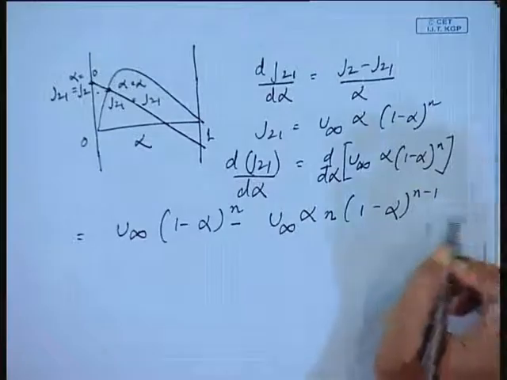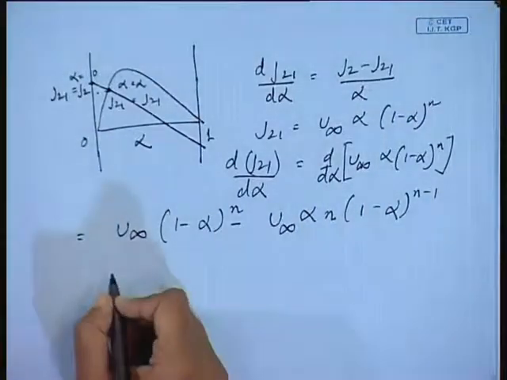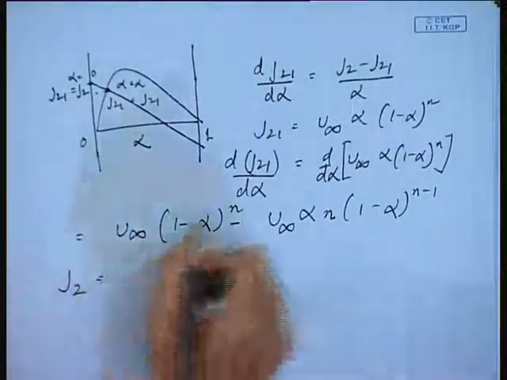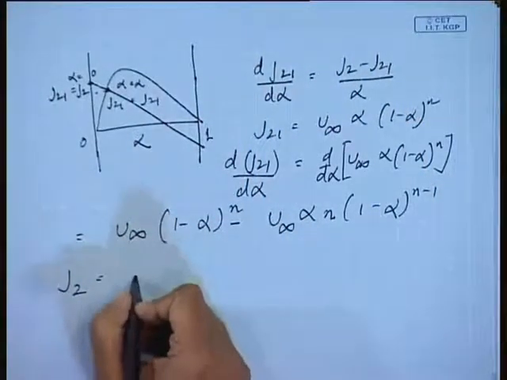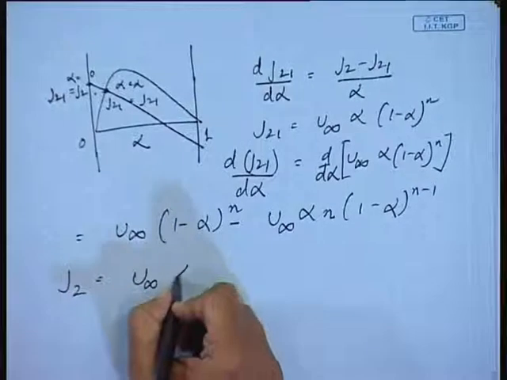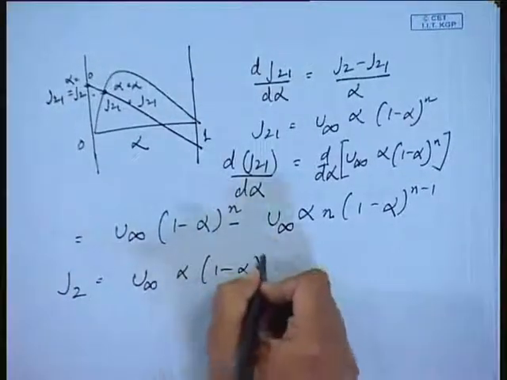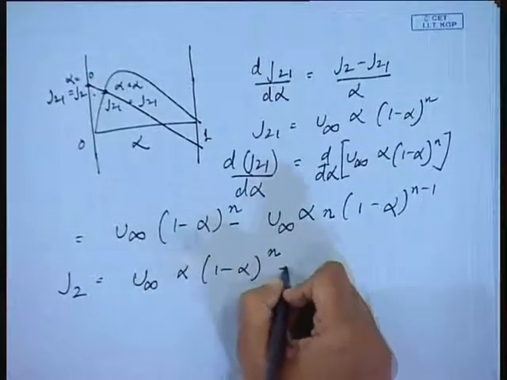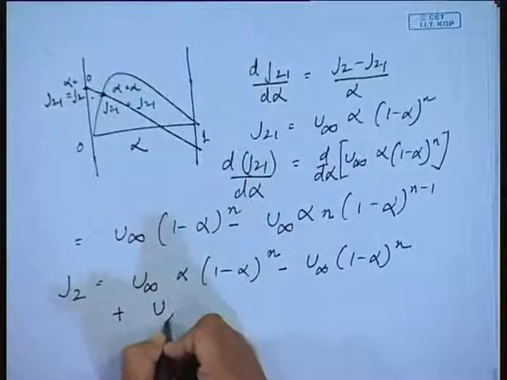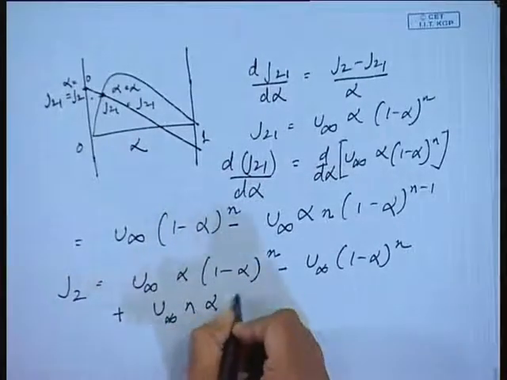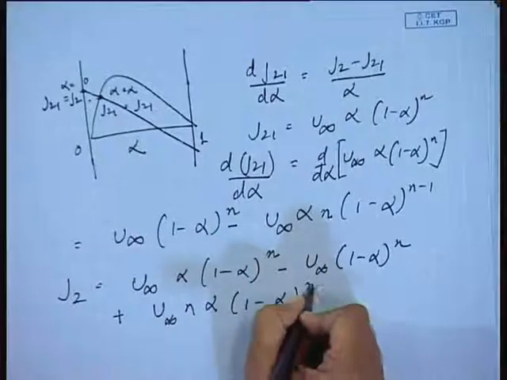Okay. Now, moment I have got this, if you substitute it here, then I get J2 equals u infinity alpha (1 minus alpha)^n minus u infinity (1 minus alpha)^n plus u infinity. Any point if you do not understand, you tell me.